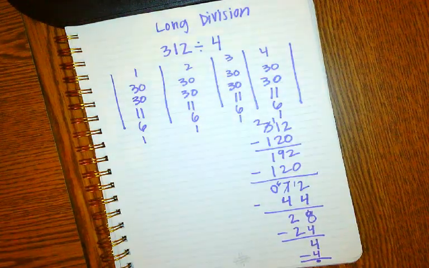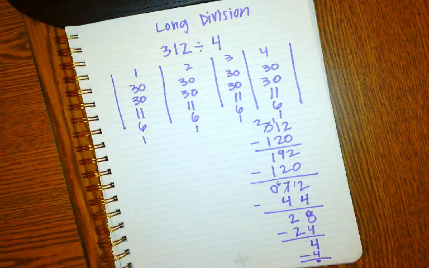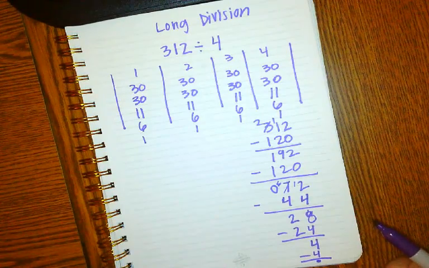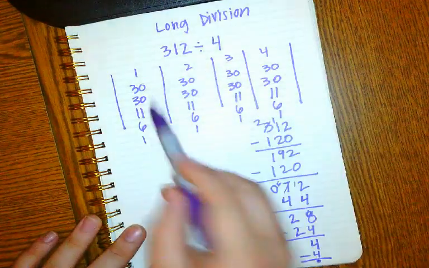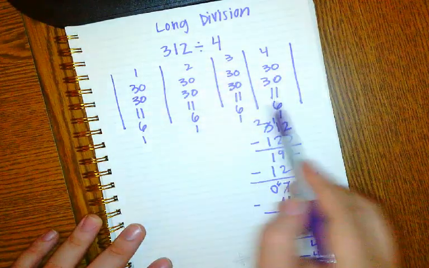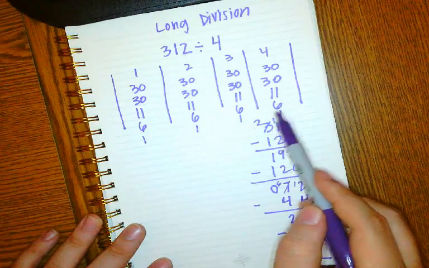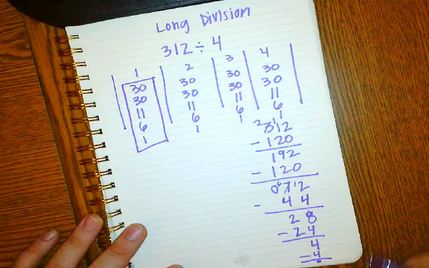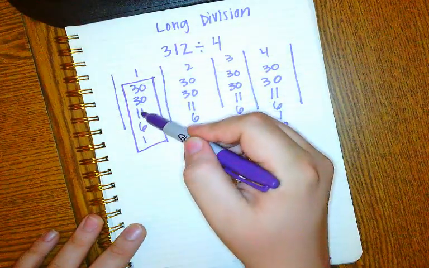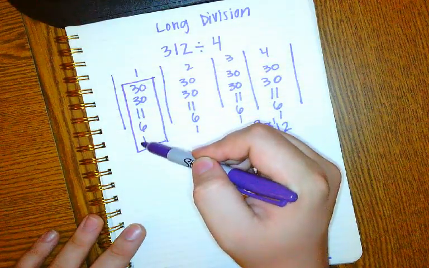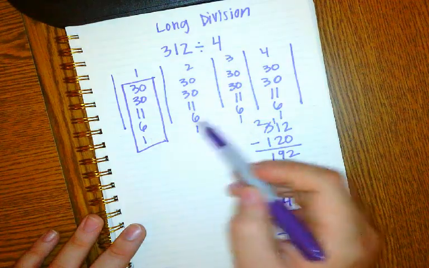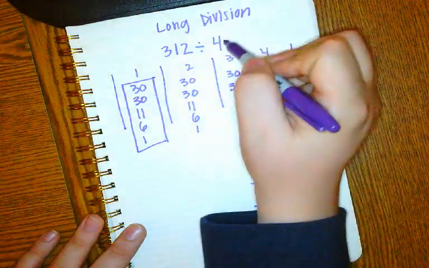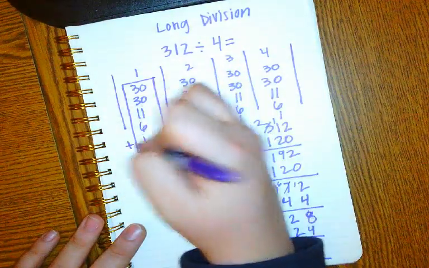Okay, who can tell me what the next step is? Kyra, what's the next step? Yes, I like that you added each row, because we're not going to add all these numbers together, are we? No, we're just adding the number that we took out of each group. Okay, so we're going to add 30 plus 30 plus 11 plus 6 plus 1, and we'll be able to tell how much is in each group here, because that'll be the answer to 312 divided by 4. So go ahead and add those numbers up for me.